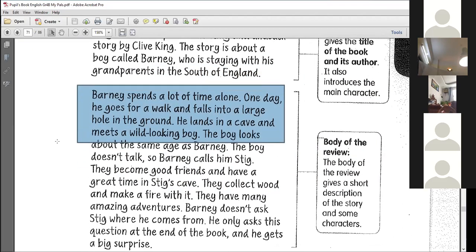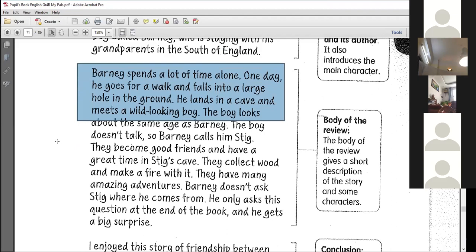Barney spends a lot of time alone. One day he goes for a walk and falls into the large hole in the ground. He lands in a cave and meets a wild-looking boy.